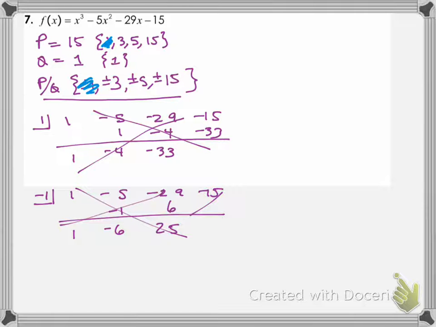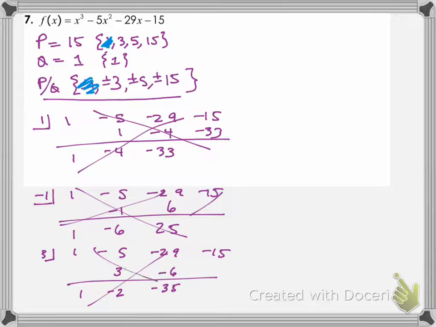Now I'm on 3 and negative 3. So I'm going to go down here. 3, 1, negative 5, negative 29, negative 15. 1, that would be 3. So I'm at negative 2, negative 6. That's a negative 35. So does that work? Nope. Try negative 3.